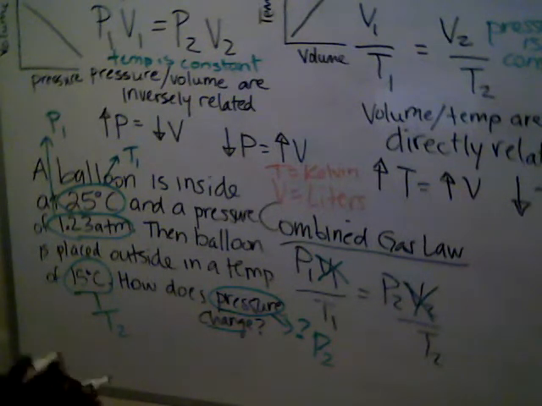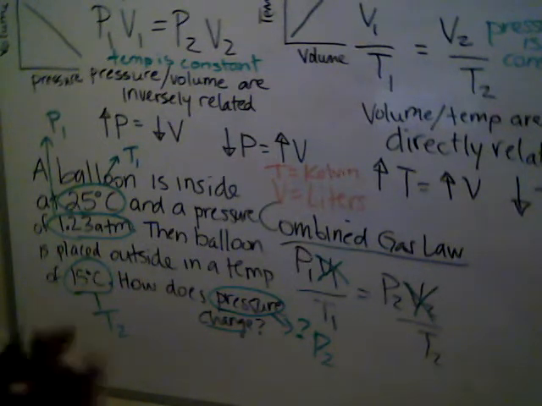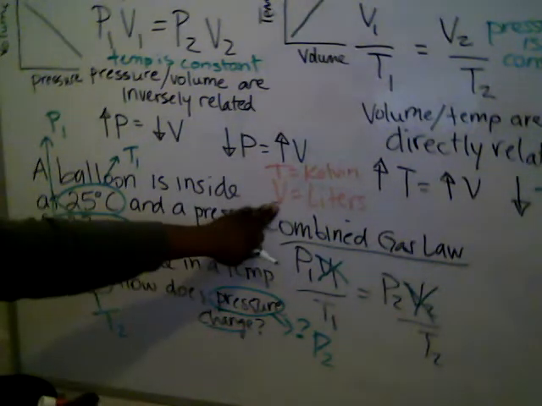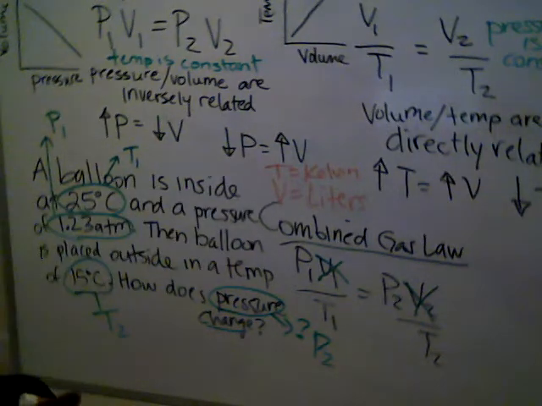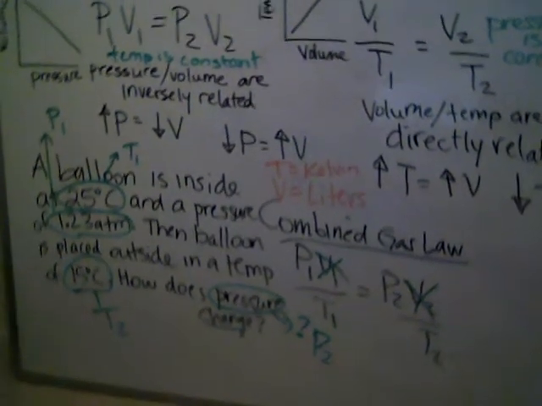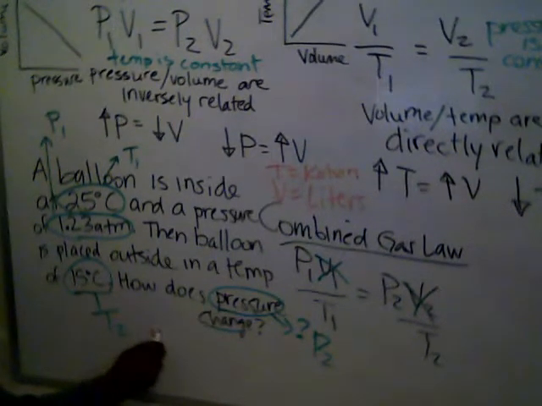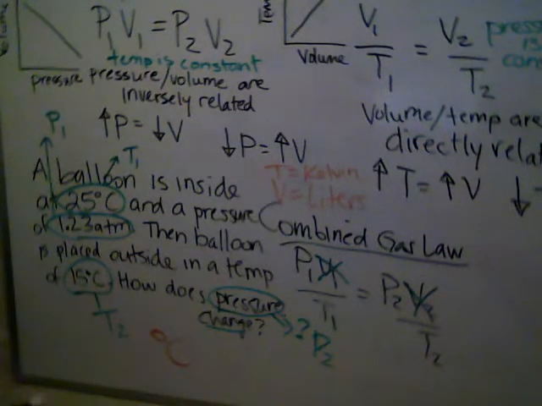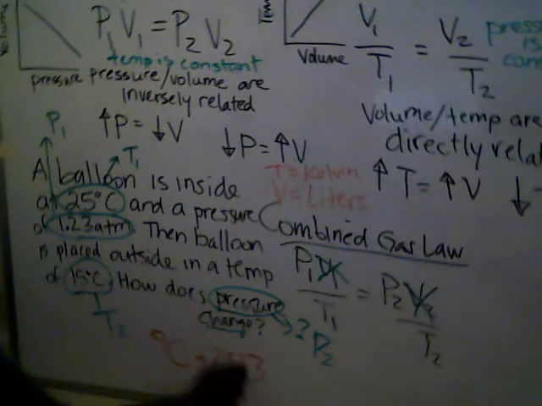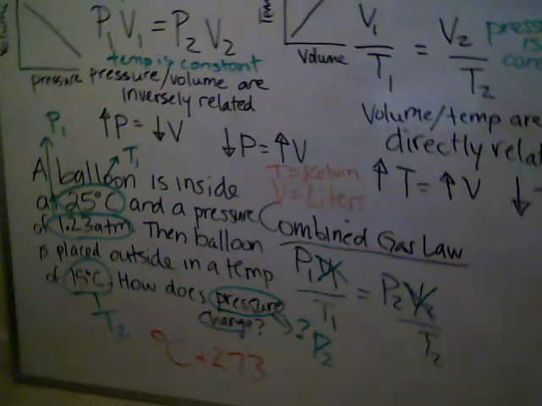And then pressure can be in any unit. So it's up to you. You just want to be consistent on both sides. So if you're using atmospheres, you want to use atmospheres on both sides. If you're using millimeters of mercury, that's fine. Just use the same unit on both sides. But volume has to be in liters. Temperature has to be in Kelvin. Now, how do we convert temperature into Kelvin? Well, it's an easy conversion. If you take your degrees Celsius and you add 273, so degrees Celsius plus 273 will always give you the Kelvin.